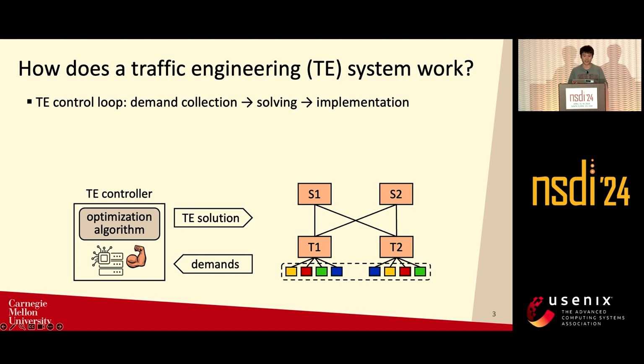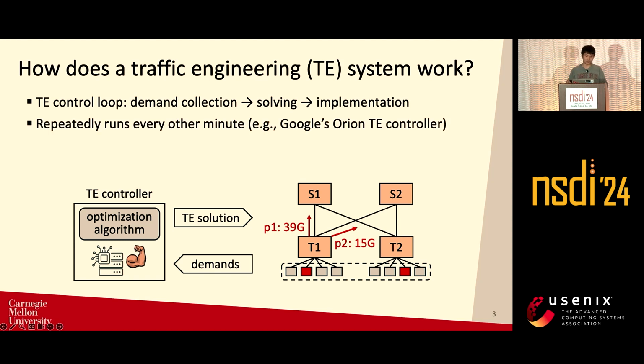The TE solution will be sent back to the switches. The switches need to implement the TE solution based on the spec. So taking the red pair, for example, the TE solution specifies that this demand should be split as 39G and 15G across 2 ports. And switch T1 needs to implement this requested traffic distribution in its memory. This entire TE control loop repeatedly runs every other minute to quickly adapt to the changing network conditions.